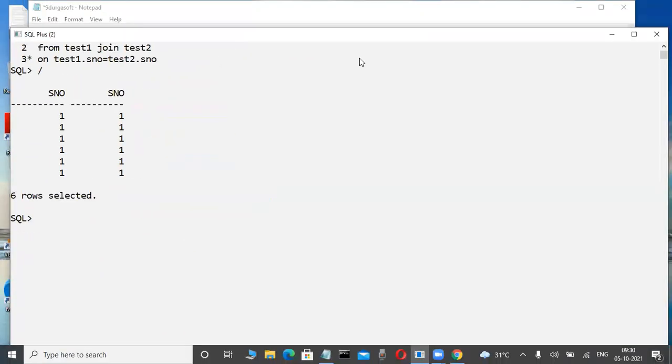Now observe it here. Why does the interviewer ask about all the joins? In this case, all the joins give the same output. Suppose here, or now here, check it out.